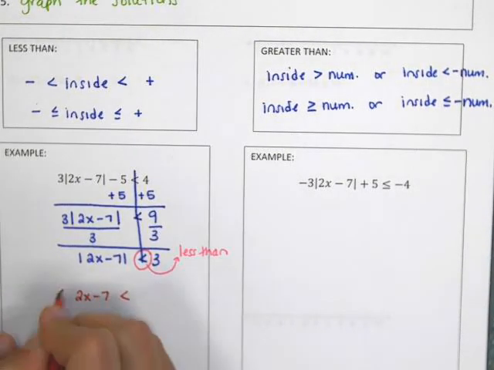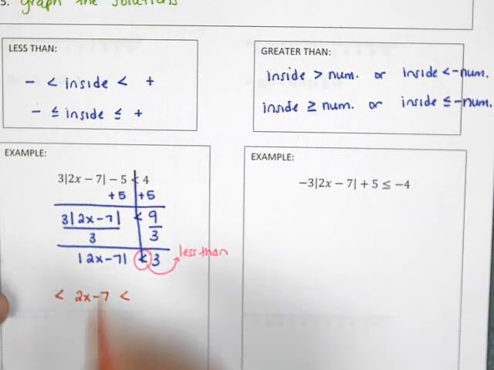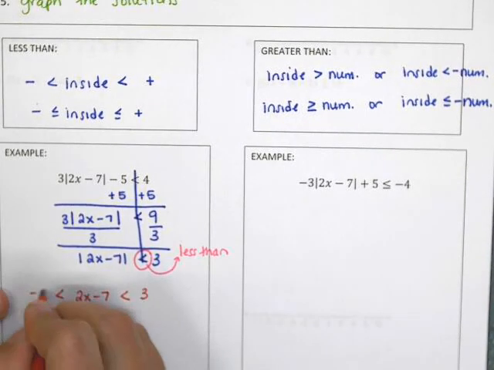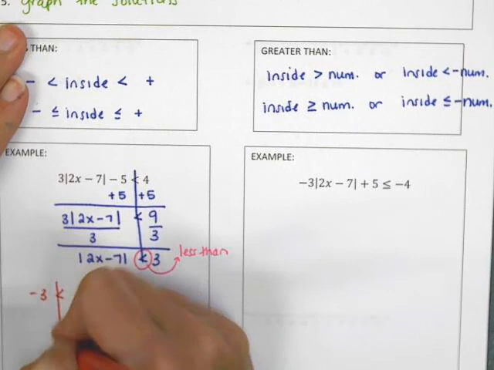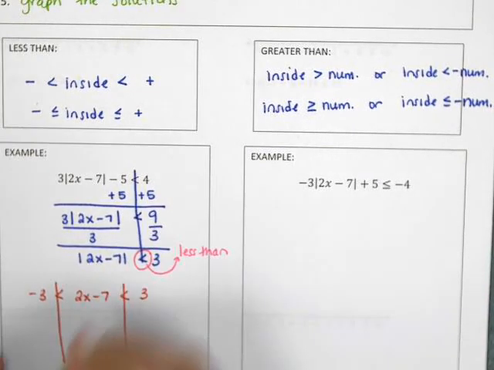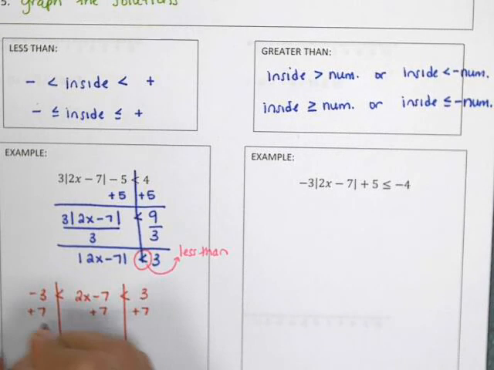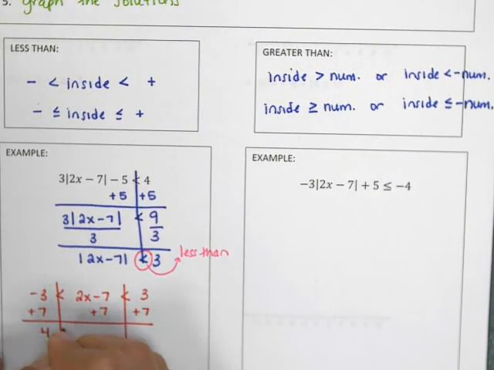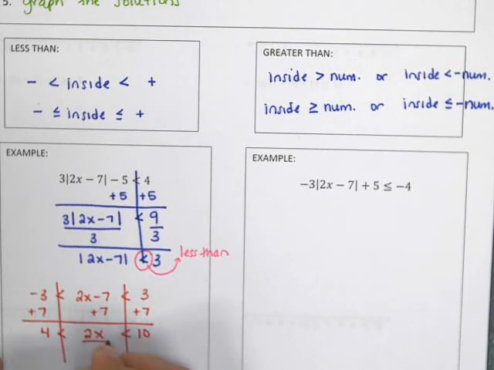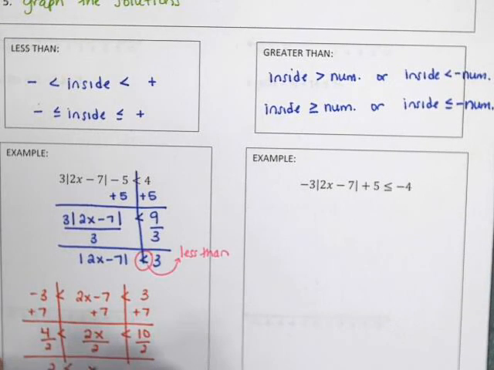We put less thans on both sides. The positive number goes on the right, the negative number goes on the left. Then we're going to solve this. So I'm going to add 7 to all 3 sections, and I get 4 is less than 2x, which is less than 10. Then I'm going to divide all 3 sections by 2, and I get 2 is less than x, which is less than 5.